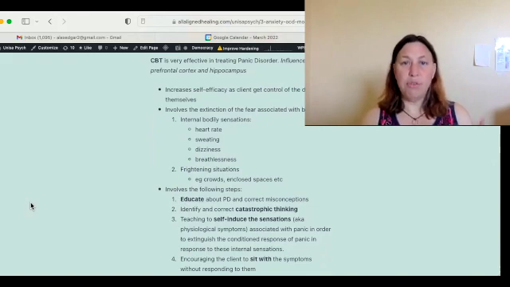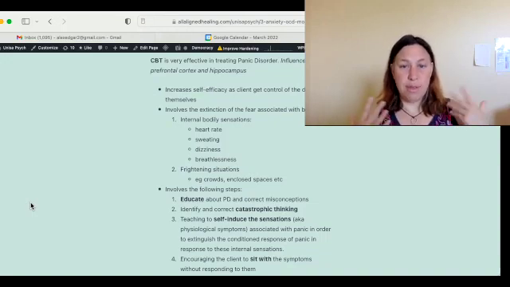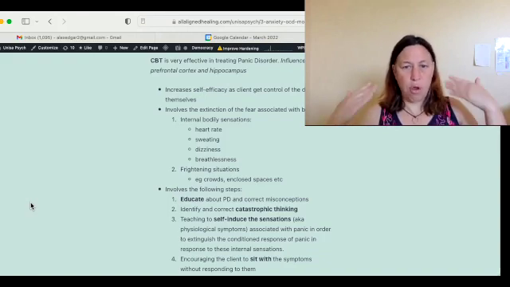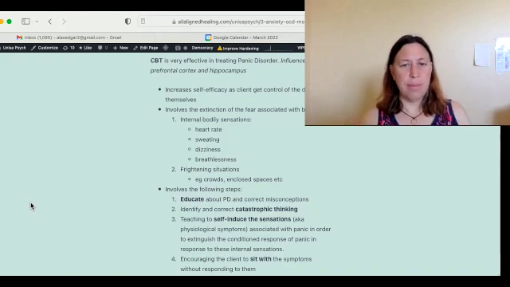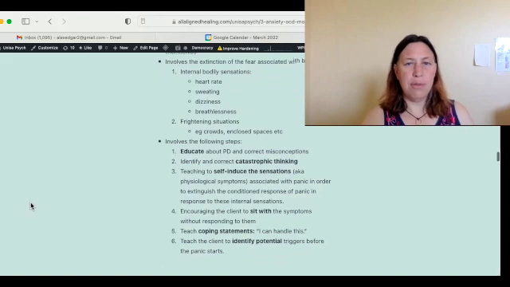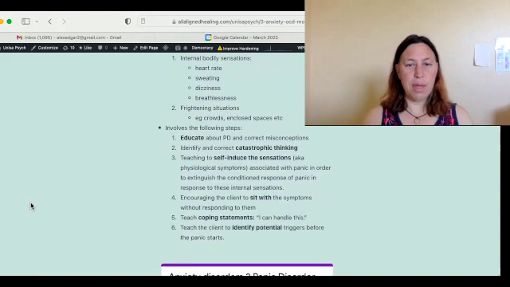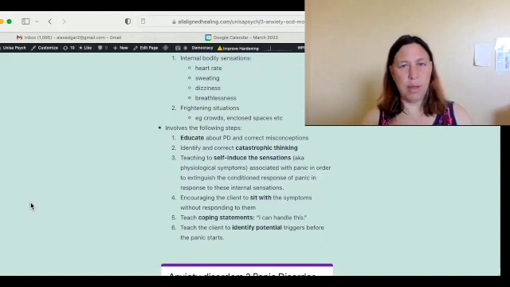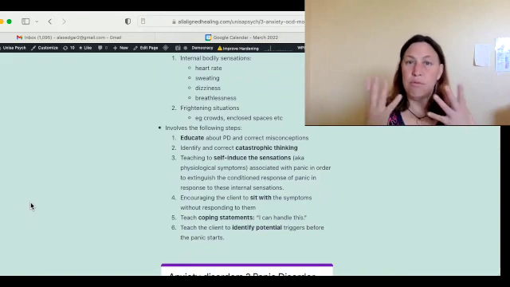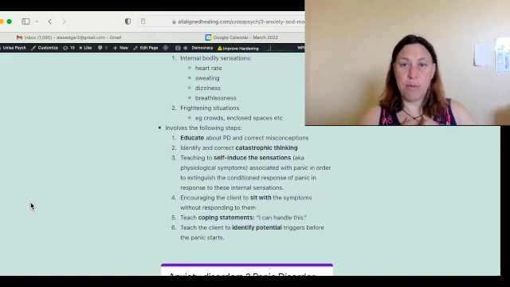And teach to self-induce. So this is a form of extinction or desensitization. You teach the person to self-induce the sensations associated with panic in order to extinguish the conditioned response of panic in response to those internal sensations. Also, encouraging the client to sit with the symptoms without responding to them. Teaching coping statements and teaching the client to identify potential triggers before the panic starts. So it's all about gaining control of yourself and the situation.